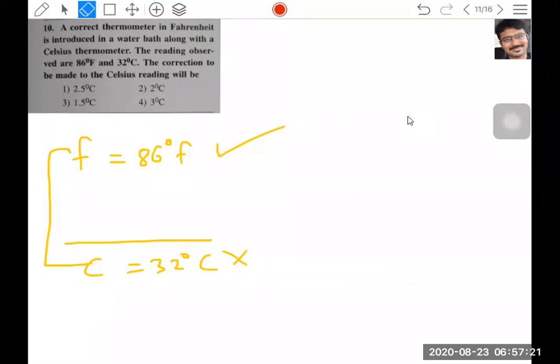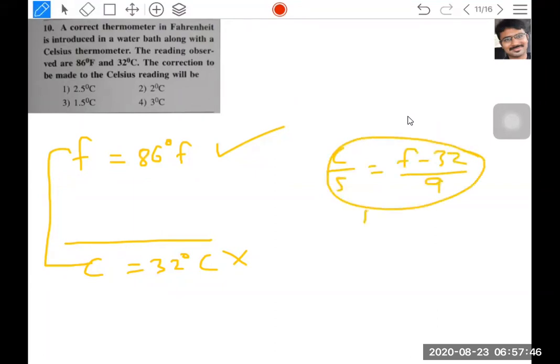So how do we correct this value? What is the formula we have? The formula is (C minus 0) by (100 minus 0) equals (F minus 32) by something. I told you, don't write all these things whenever centigrade and Fahrenheit values are given. Simply take the formula C by 5 equals (F minus 32) by 9. Take the correct value, F equals 86, and you will get the C value. By substituting the F value here, let us take this as the C wrong value, and this as the C correct value.